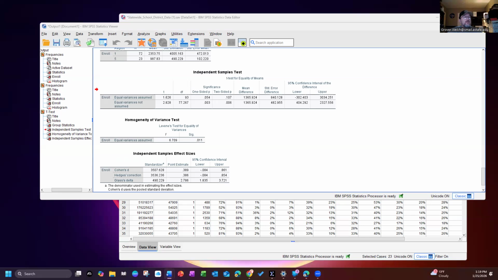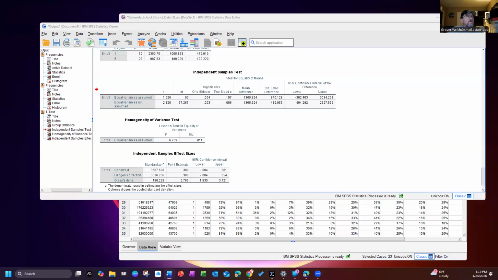My significant difference: t(93) equals 1.63, and my p-value was 0.107 with a d of 0.39. The result was not statistically significant at the 0.050 level. The effect size of 0.39 using Cohen's d indicates a small to medium effect, suggesting that while there is a notable difference in the enrollment figures between the two regions, this difference did not reach a statistically significant value.